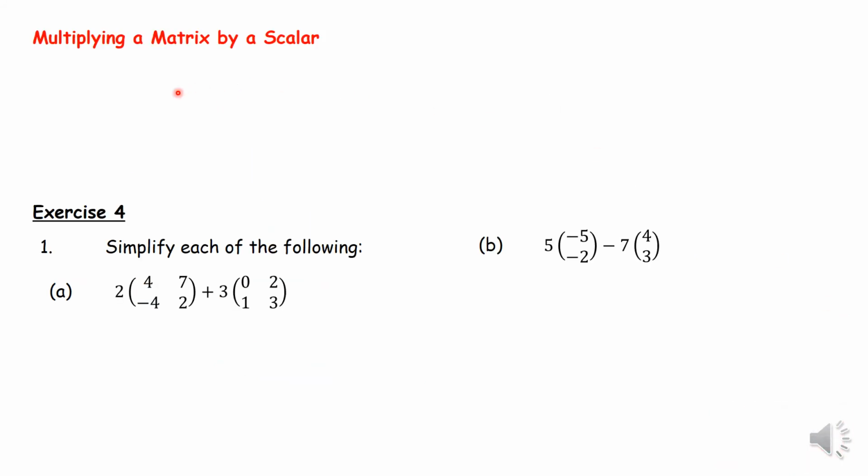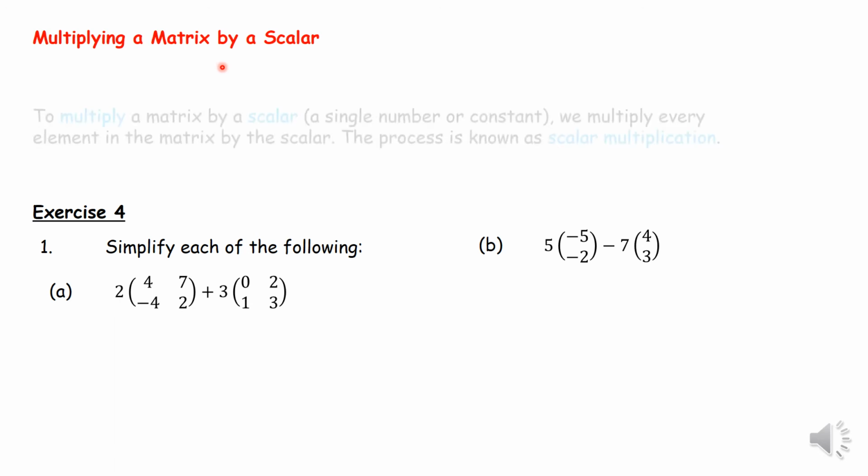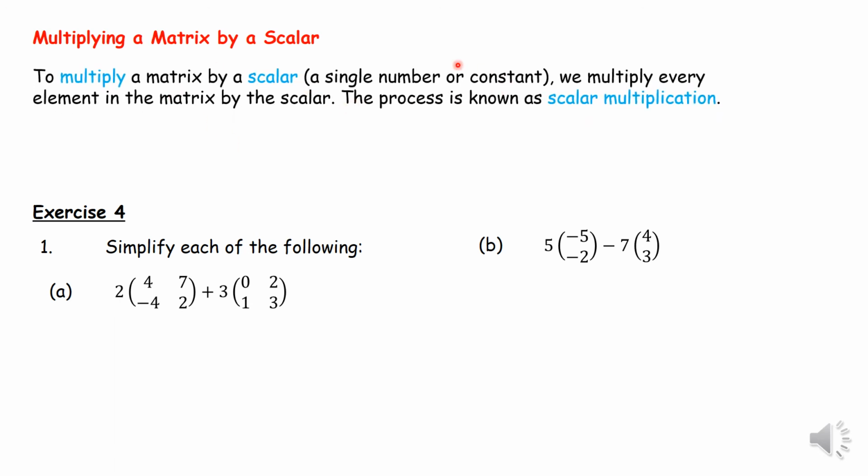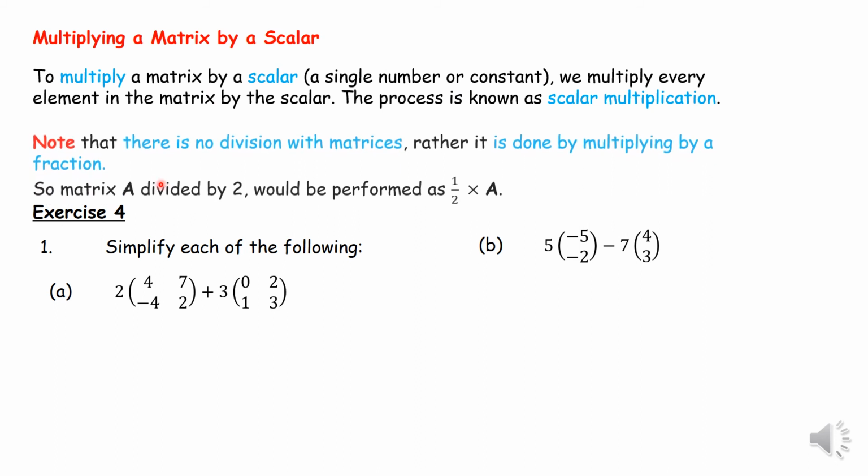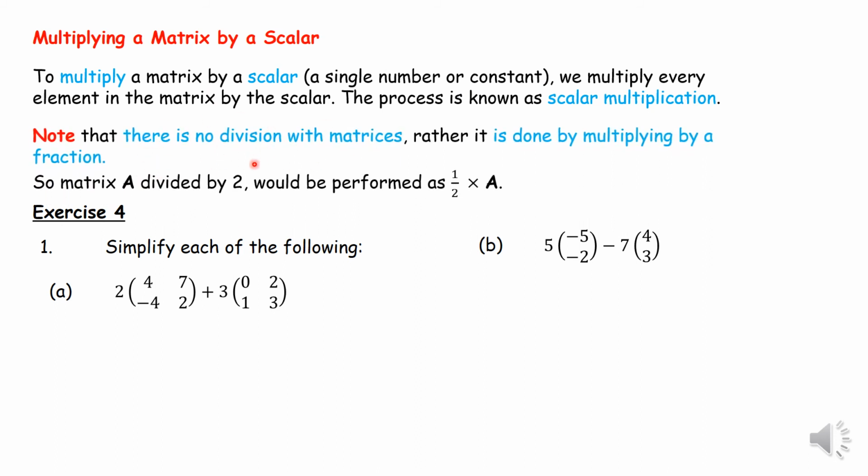Right, so multiplying a matrix by a scalar, so basically it's just a number or a constant, that we multiply every element in the matrix with. And this is scalar multiplication. So we are not dividing matrices, but rather we're multiplying by a fraction. So for example, if we say matrix A to be divided by 2, we just say a half times matrix A. And that half will then multiply with each element in that particular matrix.